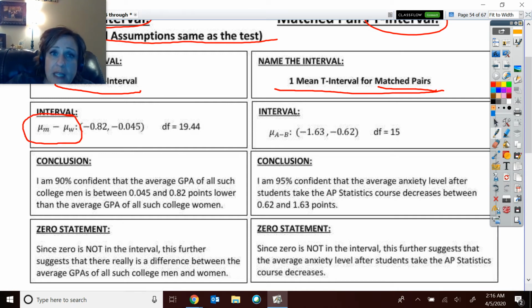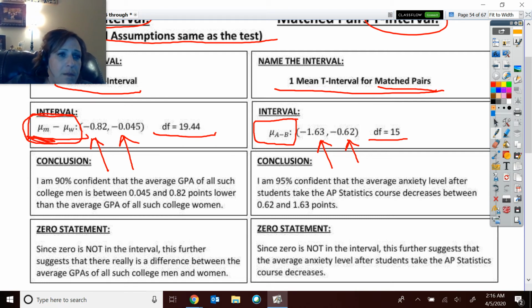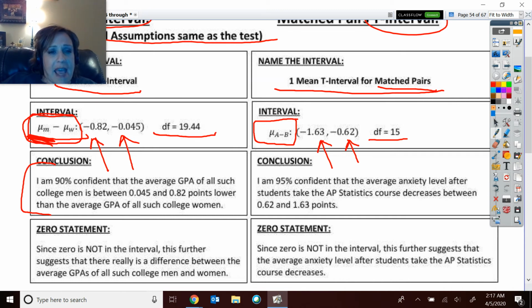Subtraction with the two means. Don't forget the DF. Look at how I wrote this here. Subtraction for one mean, the mean of those differences. Don't forget the DF. In both cases, they were both negative. So that's interesting, let's talk about what that's saying. In both cases, the men was lower than the women on the averages. So I am 90% confident that the average GPA of all such college men is between this and this points lower.